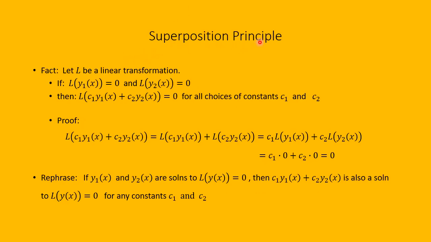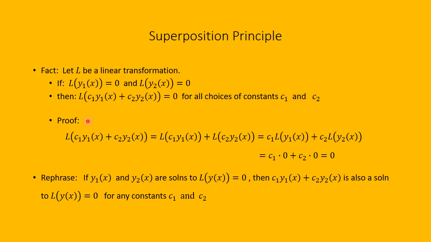So here's the superposition principle. Let L be a linear transformation, similar to those differential operators that we saw earlier. If L of y1 of x is equal to 0, and if L of y2 of x is equal to 0, so L of this function is the 0 function, and L of this function is also the 0 function, then L of c1y1 plus c2y2 also is the 0 function for all choices of the constants c1 and c2.